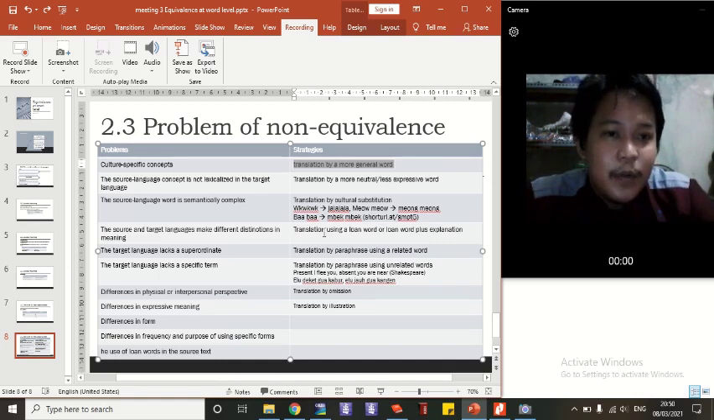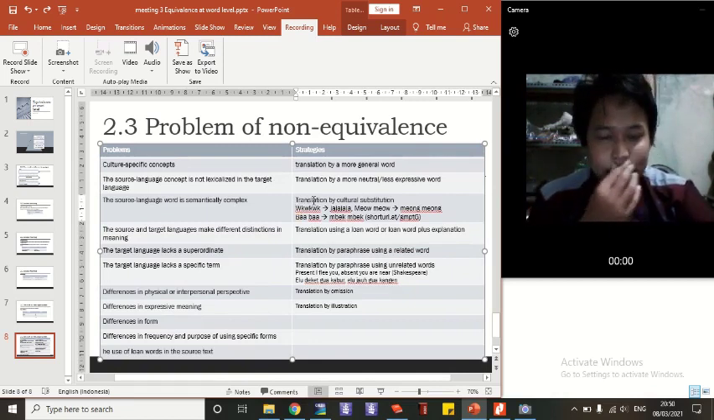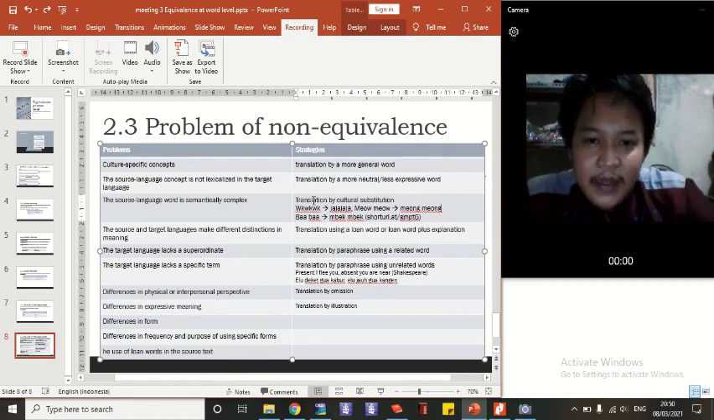If it is for a product, yeah, then you must be specific. If it is not focused on product, then you can translate using a more general word. That's the case. And there's translation by cultural substitution. Yeah, here I give you the simplest one. The way people laugh and the way animals sound.